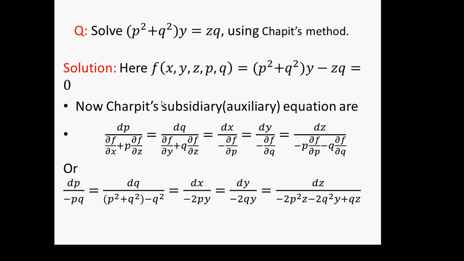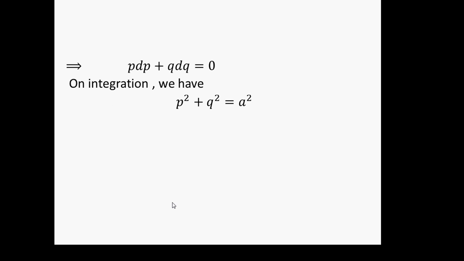Here we take the relation where we can integrate. Taking the first fraction and second fraction, dp and dq, and solving, we have dp/(-q) = dq/p. On integration, we have p dp + q dq, and integrating, p² + q² = some constant of the form a². So this gives the relation between p and q: p² + q² = a².